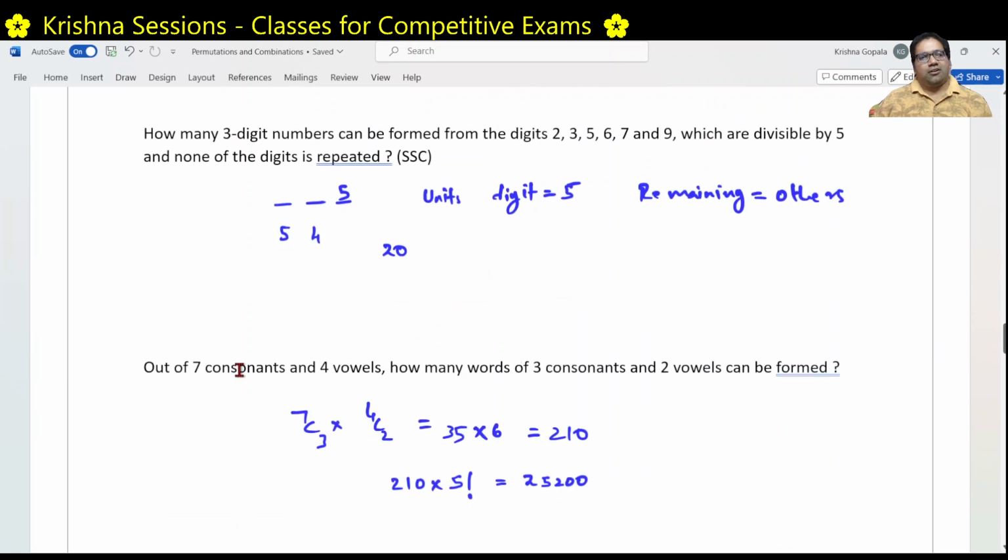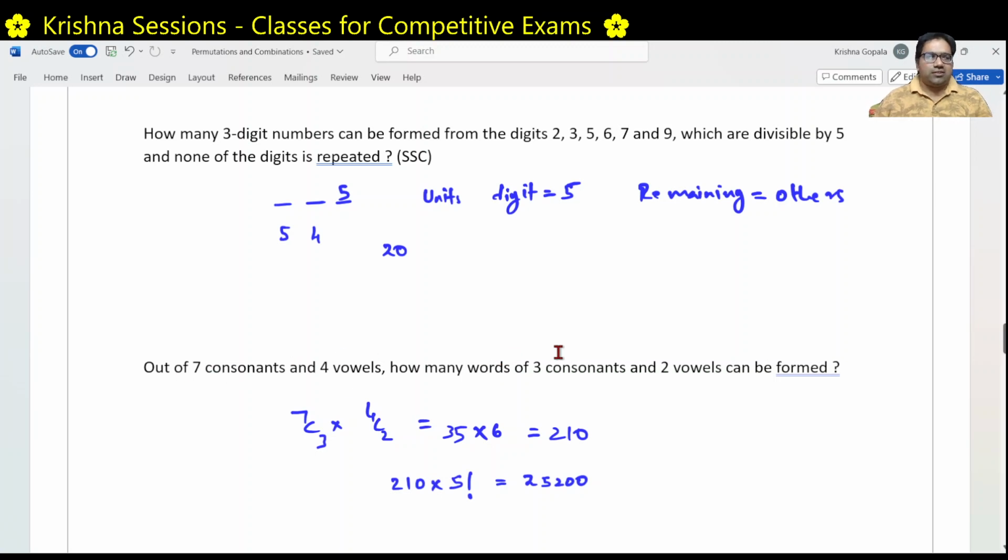Right. Next, out of 7 consonants and 4 vowels, how many words of 3 consonants and 2 vowels can be formed? This is also very easy. Out of 7 consonants, we have to pick 3 consonants. So, see here, when we are talking about words, it's a permutation problem also. First, we have to pick the number of consonants and number of vowels. After that, we have to order them also. Ordering is also a factor here.